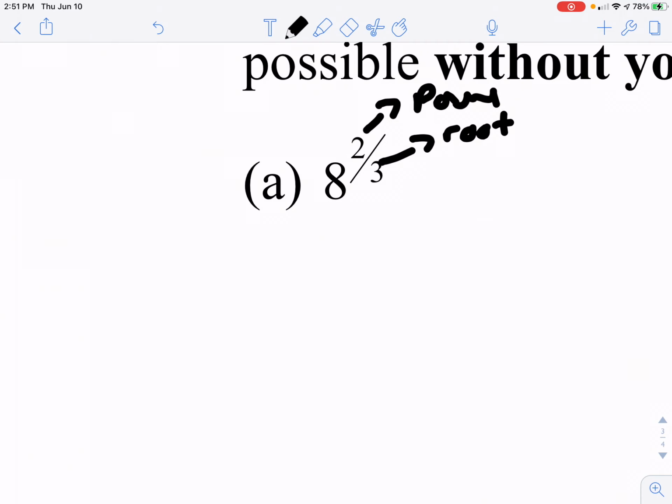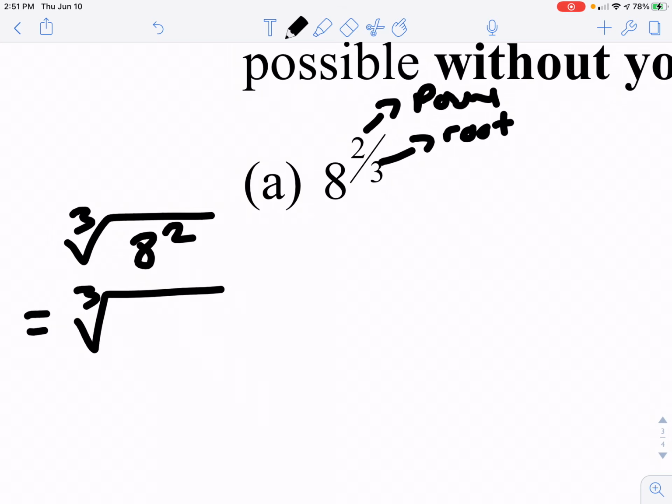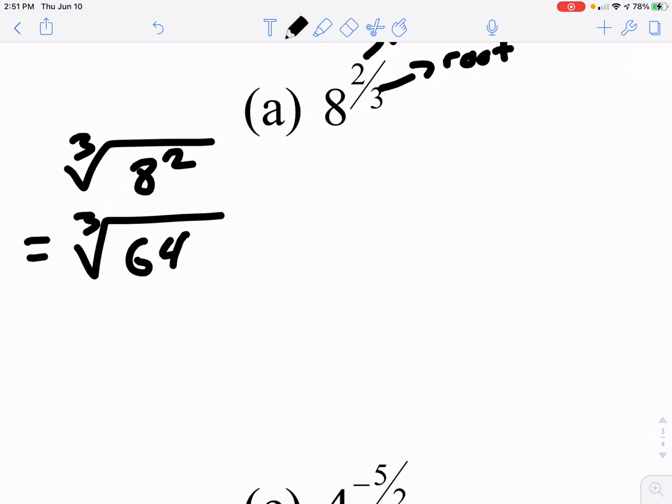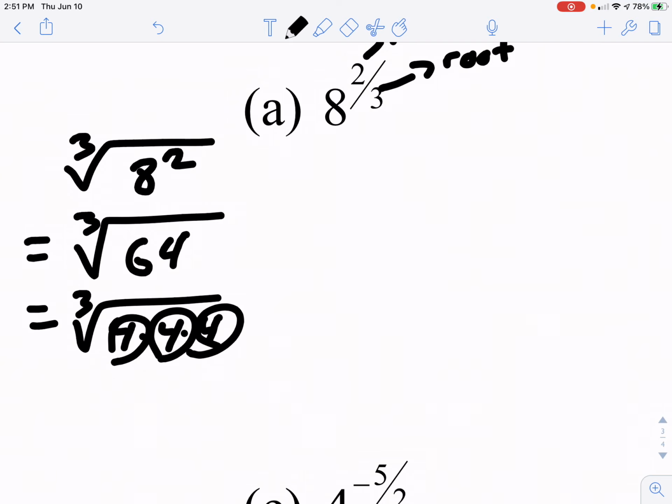One way we could do this is we could write this as the cube root of 8 to the second power. Well, that's the same thing as the cube root of 64. 64 is 8 to the second power, which is the cube root of 4 times 4 times 4. I'm looking for a number that multiplies times itself 3 times to get 64. Therefore, the cube root of 64 would be 4.